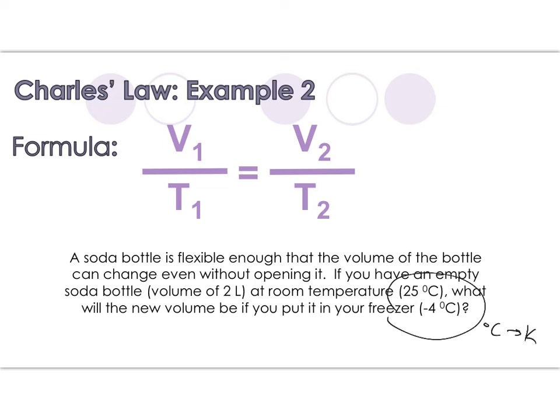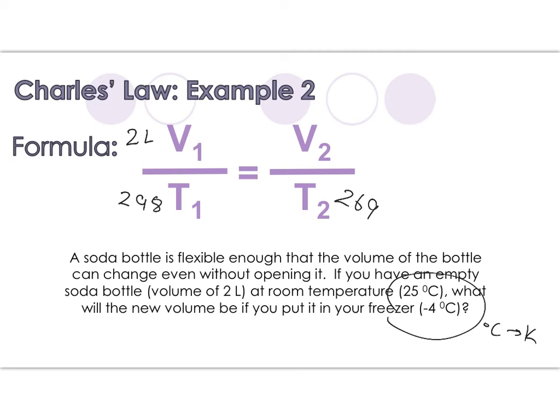When you set up the problem and write everything that you are given, your setup should look like this. T1 is 298, and we're solving for our V2, and we have our T2, which is 269. So stop the video and solve this problem and see if you get a correct answer.